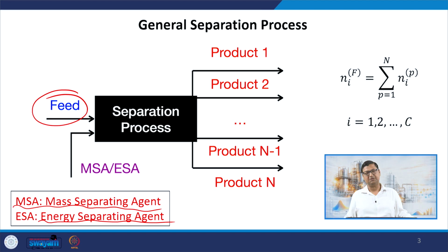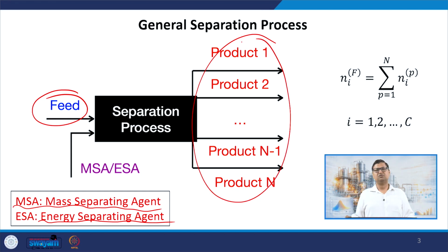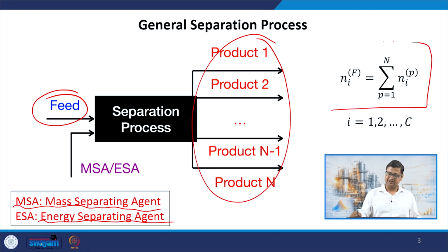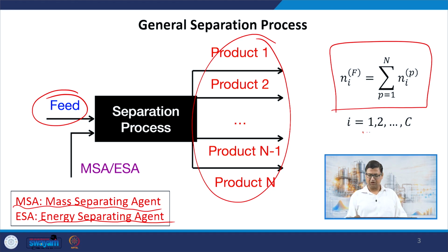And no matter what we do, we end up getting a number of product streams from there. For binary distillation, we have two streams, one from top, one from bottom. But in general, let's say in fractional distillation, a general separation process may have n product streams coming out. And then if I have to look at the general mole balance, it is something like this, where for every component going from i equal to 1 to C, I can do a mole balance, assuming that there is no chemical reaction taking place inside the separation process.